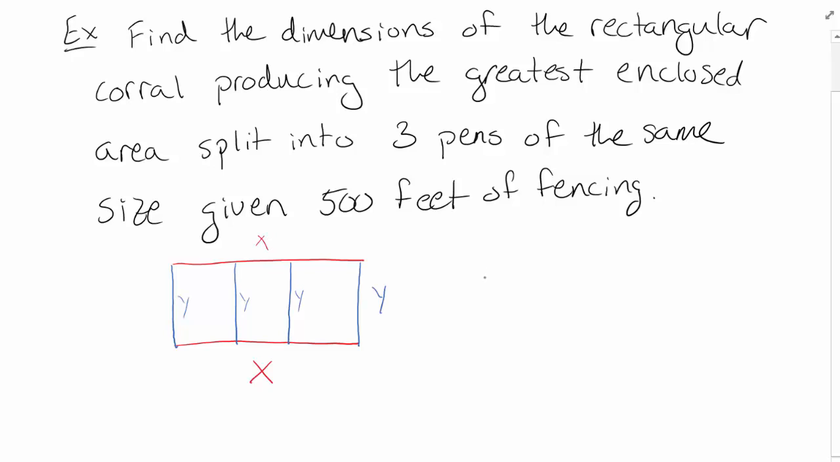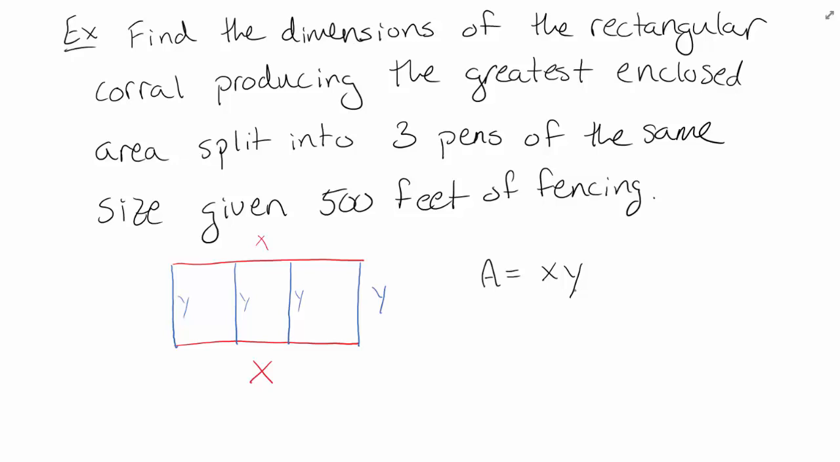So I should probably come up with an equation for area. Area is equal to length times width for a rectangle. The length of this thing is X. The width of this thing is Y. So I have X times Y. Problem is I don't know how to graph something that has 2 variables in it. So my goal is to get rid of one of these variables.